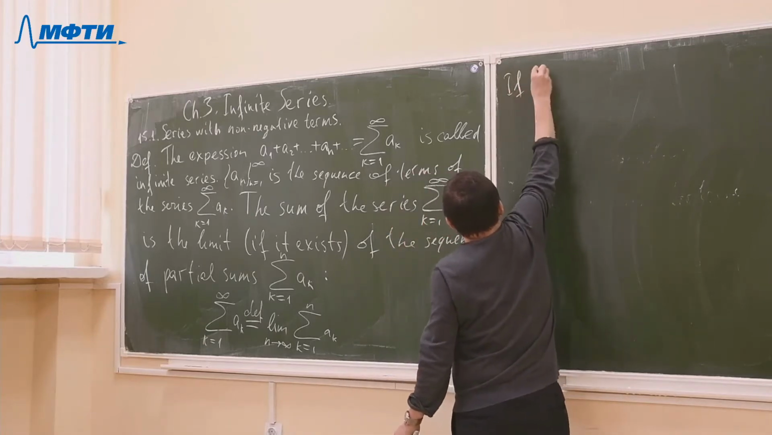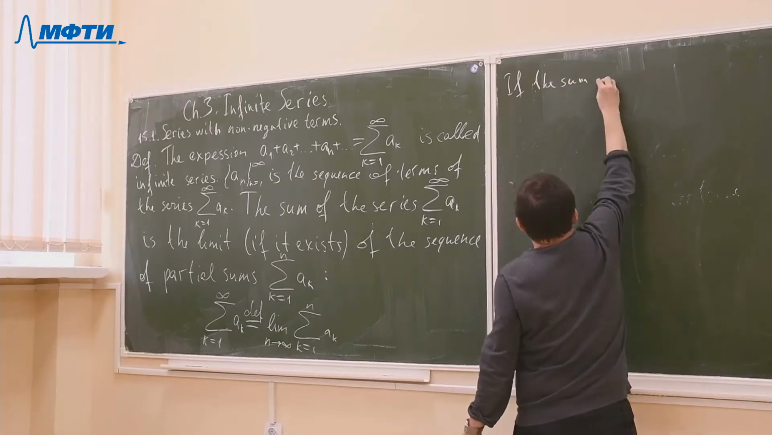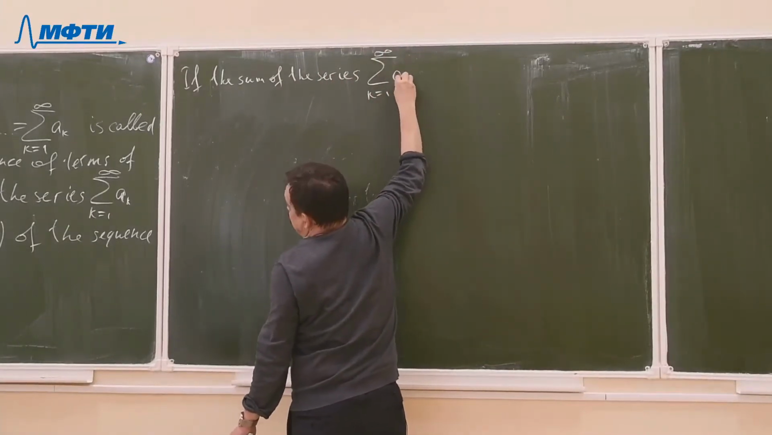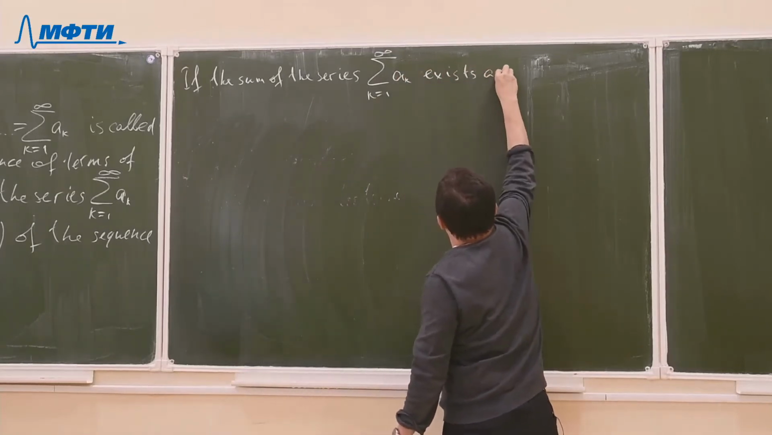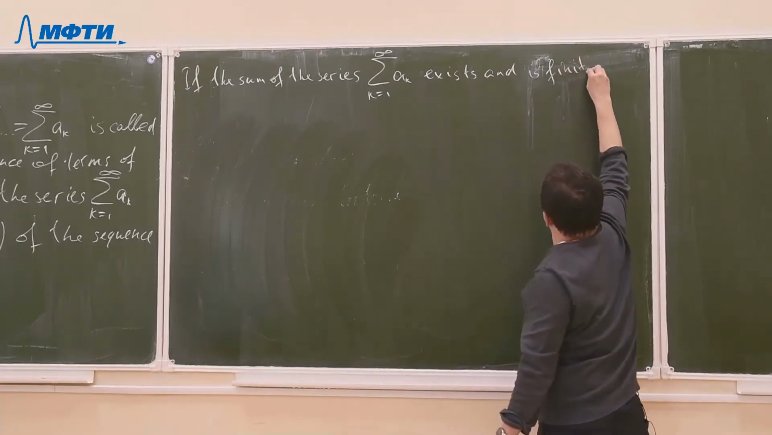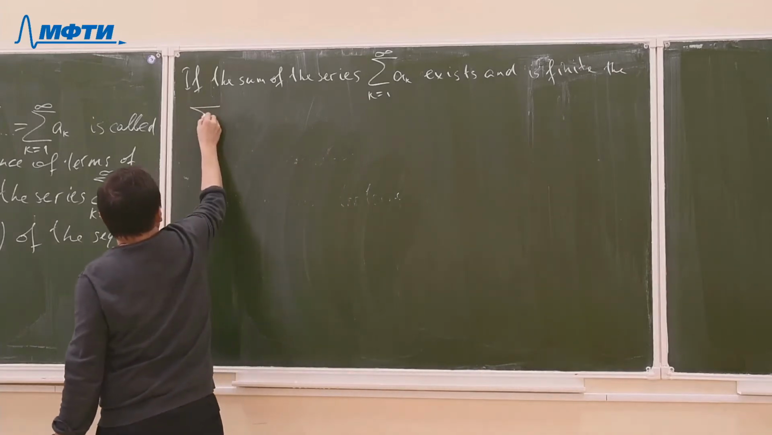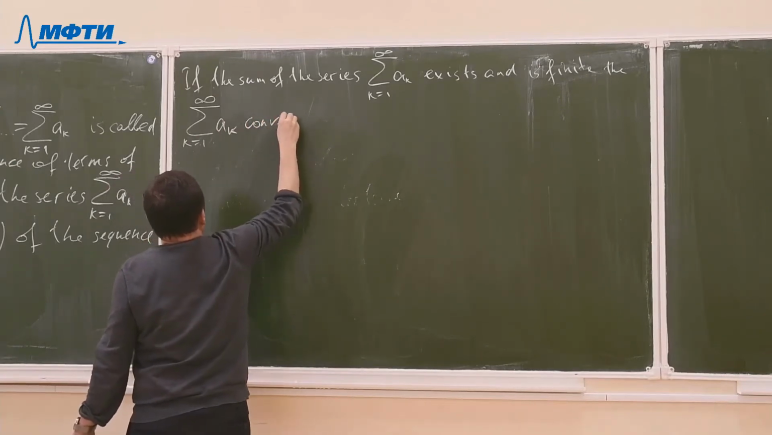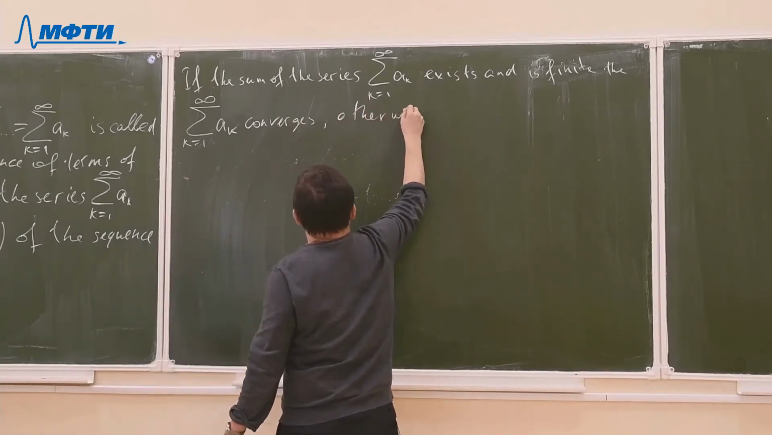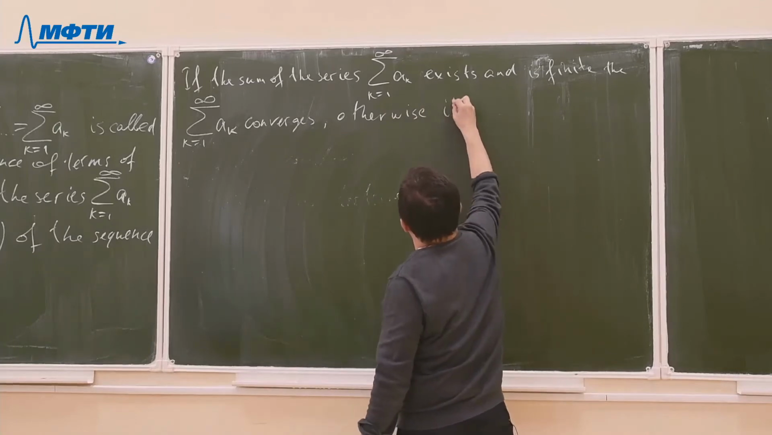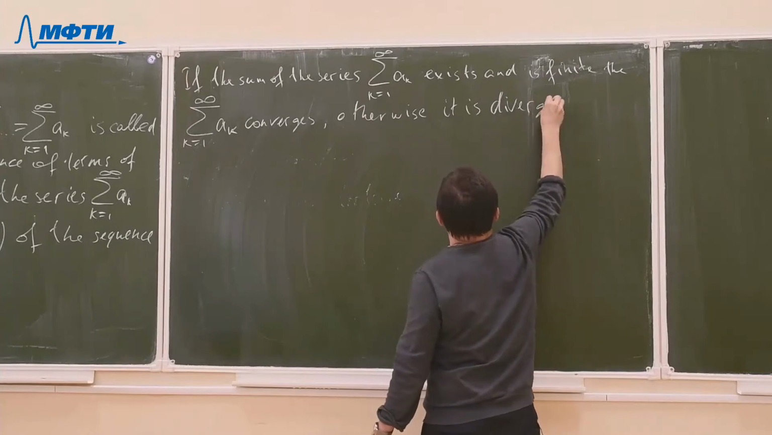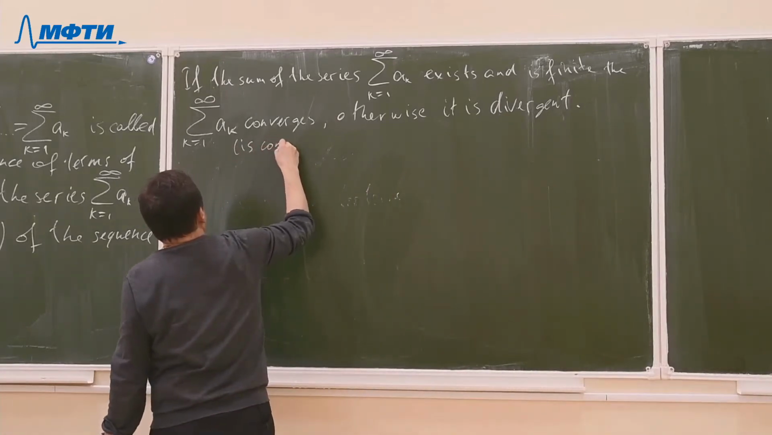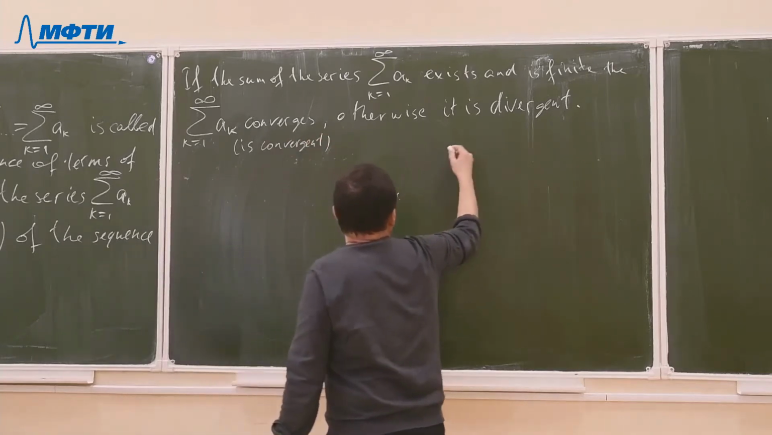If the sum of the series of ak exists and is finite, then the series converges. Otherwise, it is divergent. It diverges. So: convergent, converges, is convergent. It is divergent, diverges.